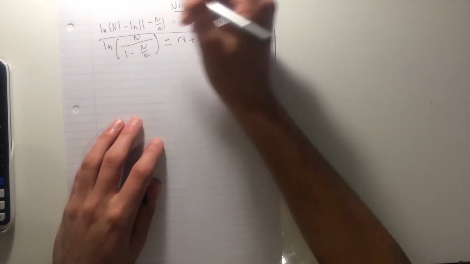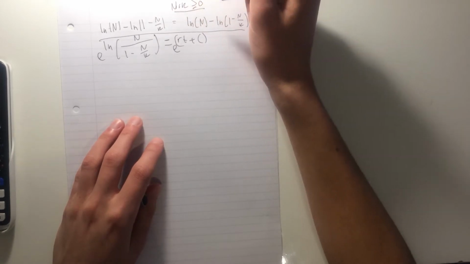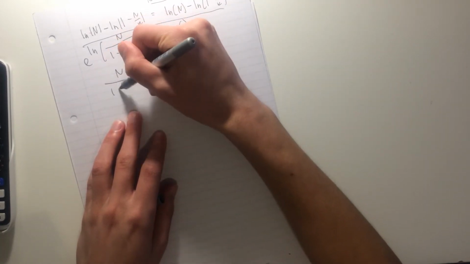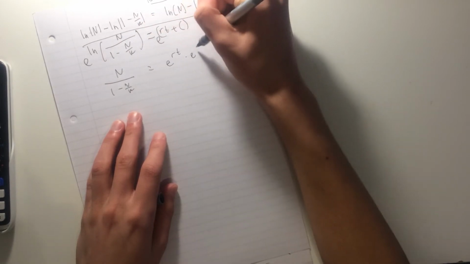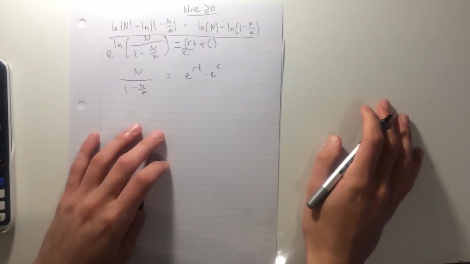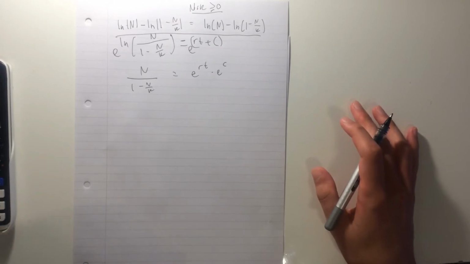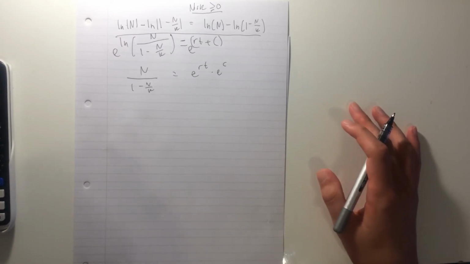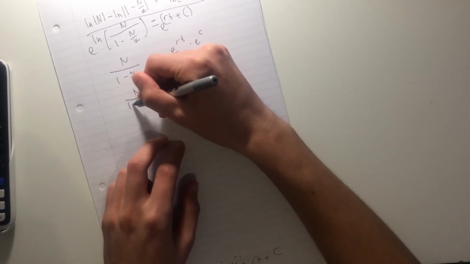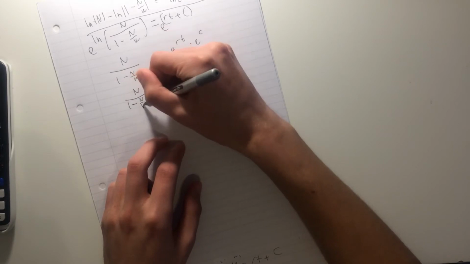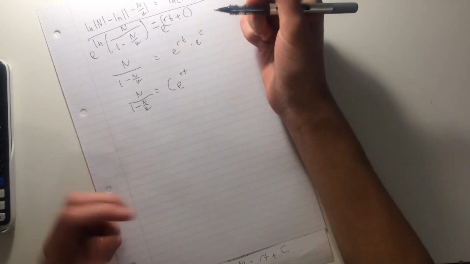So we can go on and do e to the power of each side. In that we'll get n over 1 minus n over k equals e to the rt times e to the c. Now, again, e to the c doesn't really matter, you can just write c, because e to the power of c is going to be a constant. So then n over 1 minus n over k equals, let's just say, c times e to the rt.